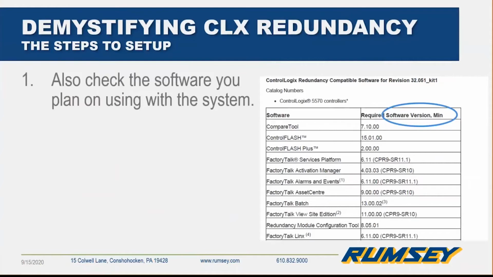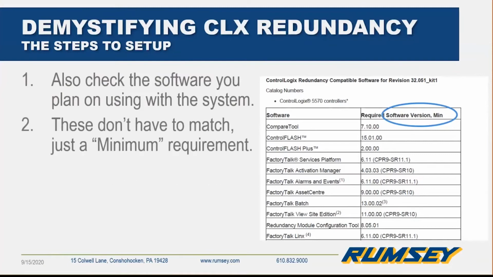This is about the software. Or if you're running Asset Center, version 9 supports the firmware kit of redundancy 32051. If you have 8, you should really upgrade. Otherwise, you might have issues with FactoryTalk Asset, the older versions. Stressing again, this is a minimum requirement, unlike the firmware discussion we just talked about.